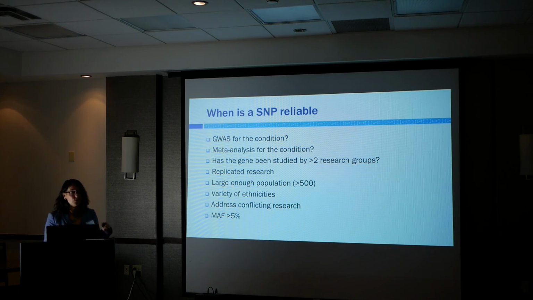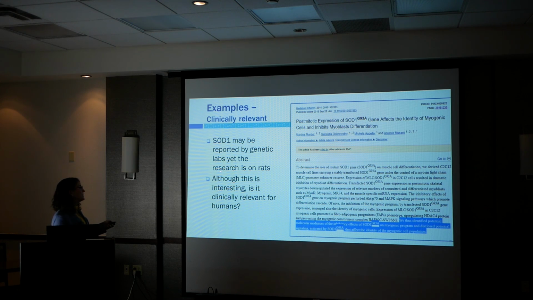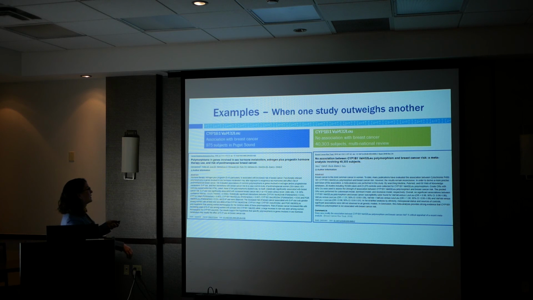I'm going to just speed through the rest of these since we're running out of time here, but this is just a study on SOD1, which is really an interesting SNP, but is it clinically relevant for humans at this time? Most of the research is on rats. There are no meta-analyses associated with anything of interest to us at this point, which is why we don't report on a SNP like that.